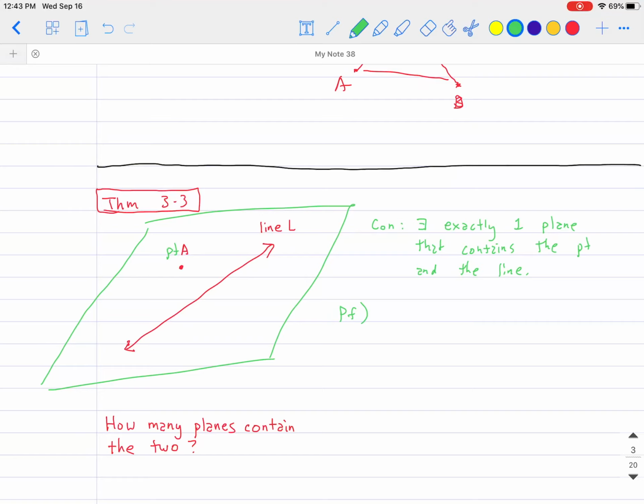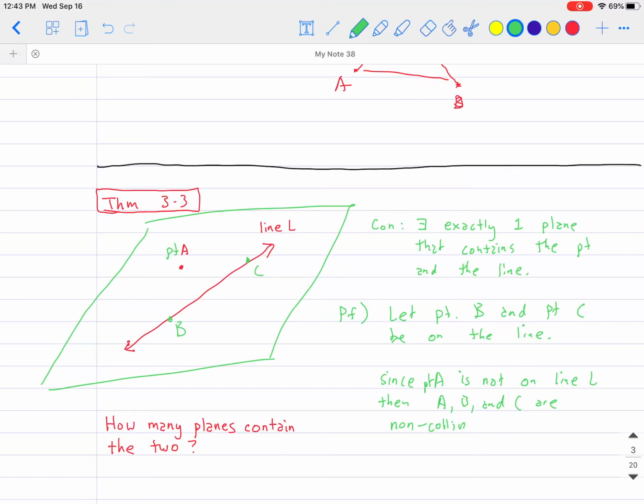So what I'm going to do is say, let point B and point C be on the line. So I'm going to introduce these 2 points. Here's point B and here's point C. Now, according to this picture, since A, the point, is not on line L, then we can conclude that A, B, and C are non-collinear.